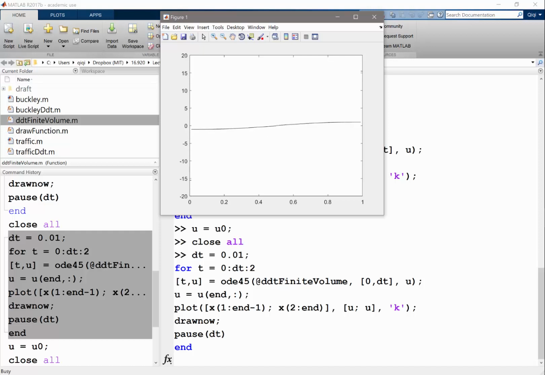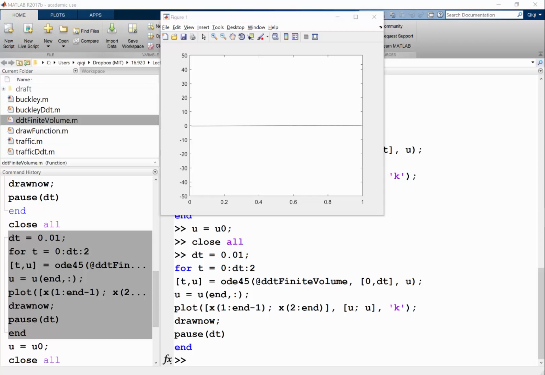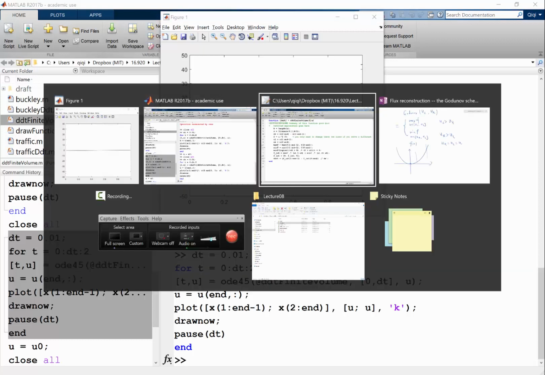Right, so I think we get the right solution in that they tend to flatten out, right? All right, any questions about this? Yes? It looks like the boundaries have blown up. Yeah, I think I set the flux to zero, which may not be the right thing to do. Okay.